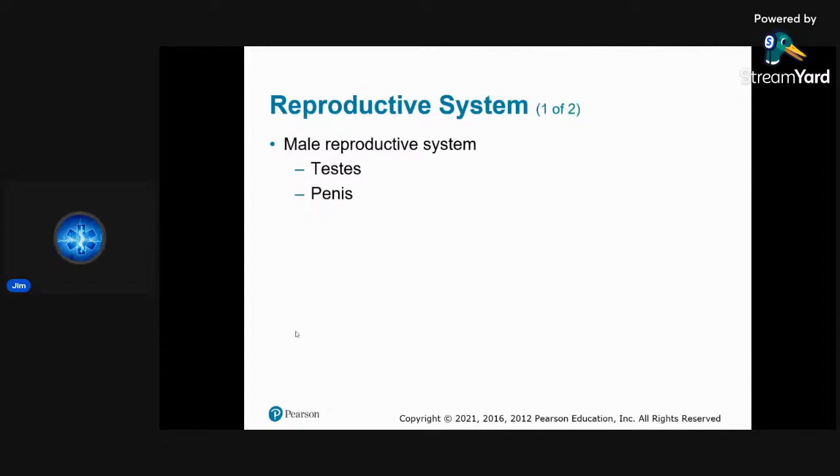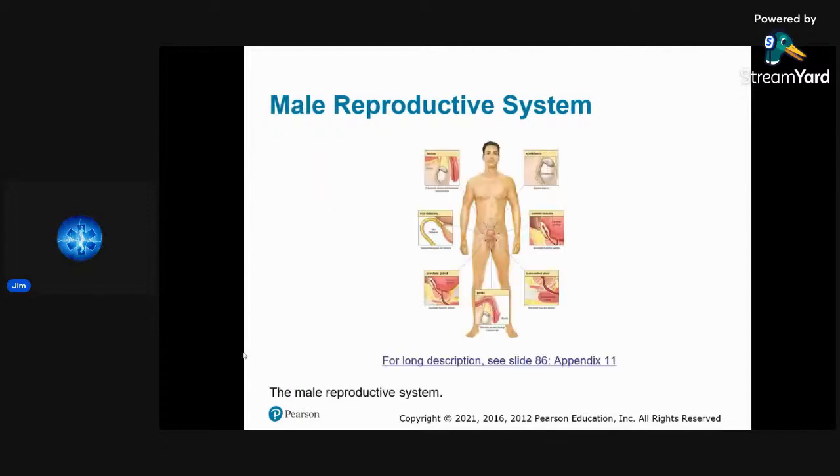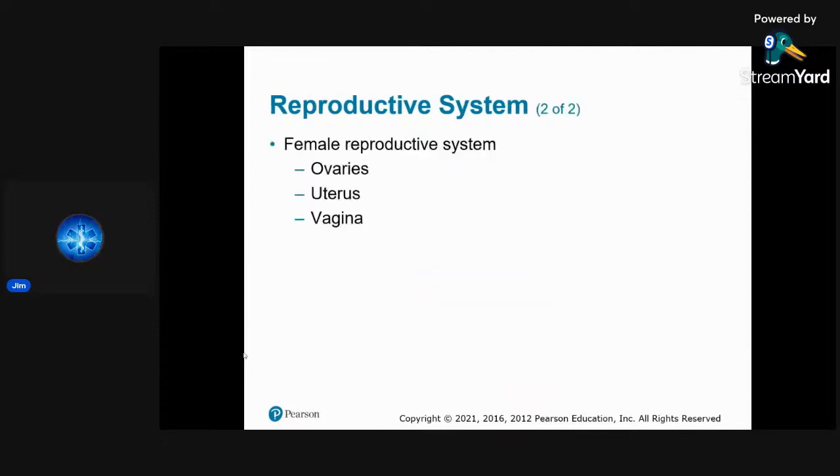Male reproductive system: the testes and the penis. Of course, the testes is where sperm cells are made. And then the penis does multiple things. Nice big picture of the male reproductive system.